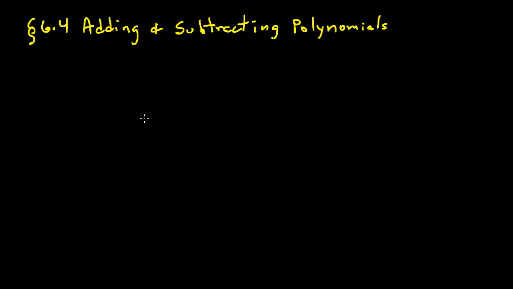Good morning. Today we're going to talk about section 6.4, adding and subtracting polynomials. Well, the first thing we want to do is define what a polynomial is. Before we define polynomial, let me define monomial. Monomial, of course, mono is the Greek prefix meaning one.